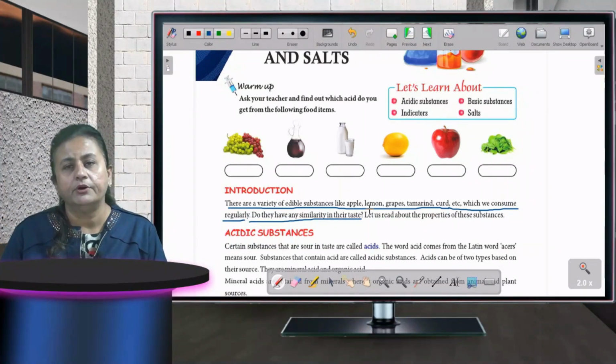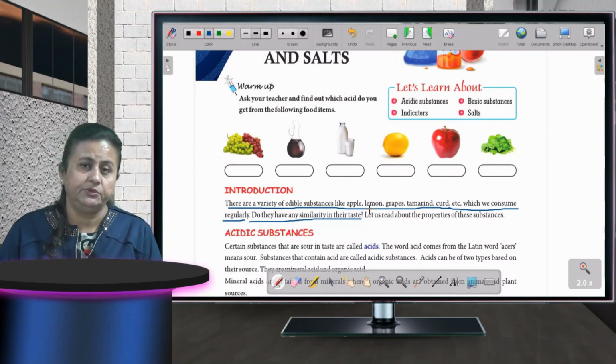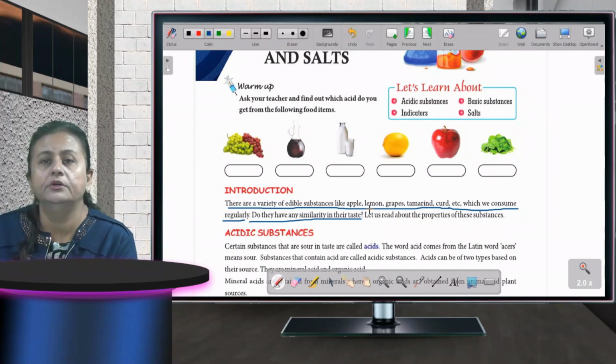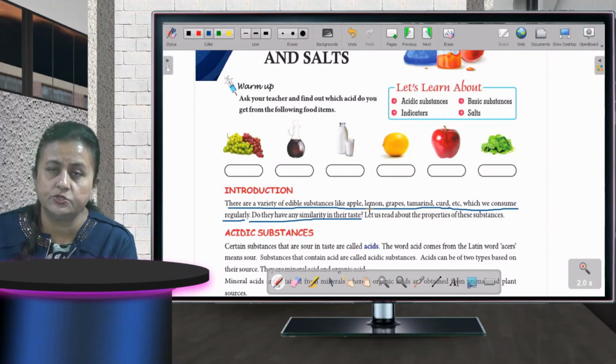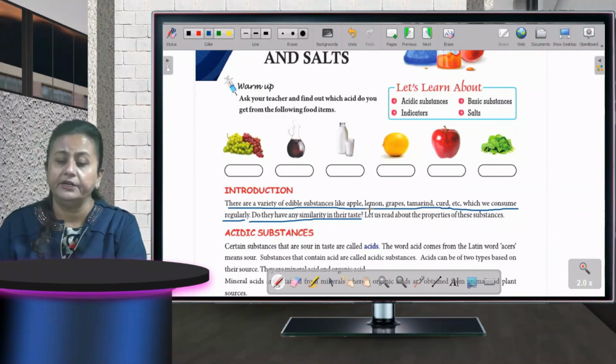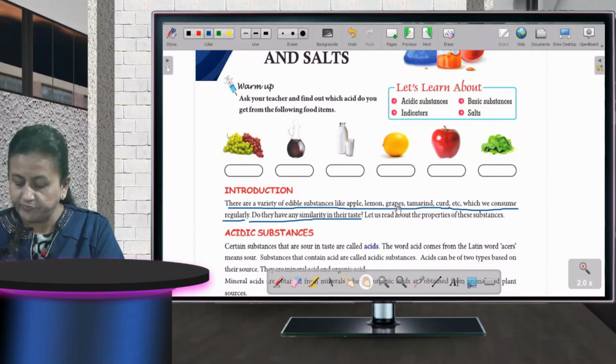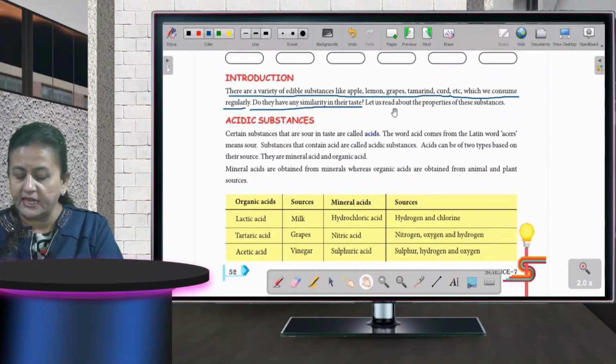If I talk about grapes, what is the taste of grapes? They are sour. Khatte bhi hote hain, meethe bhi hote hain, but they are never bitter. If I talk about lemon, it's sour. If I talk about chocolates, they are sweet. Everything has got a different taste. So we'll be starting with acidic substances today. The first topic is acids.